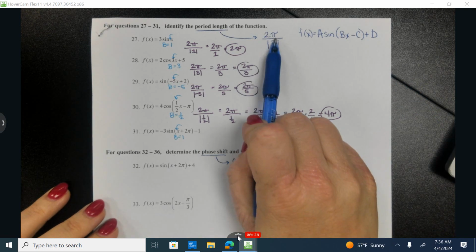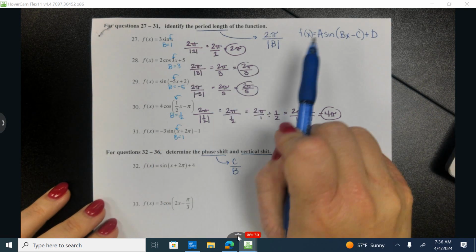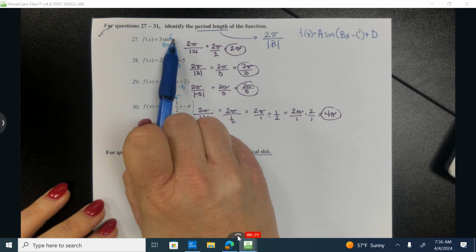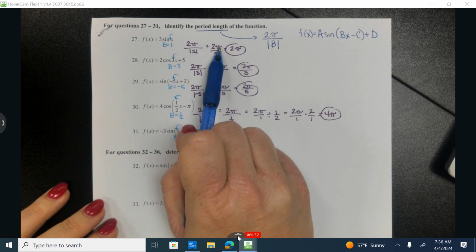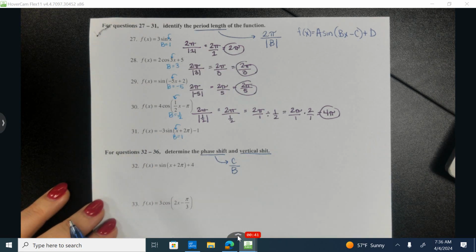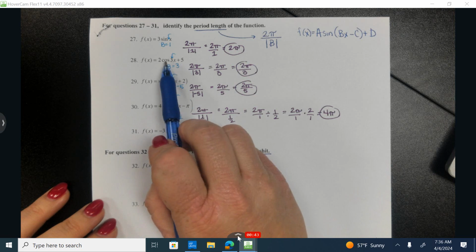I'm going to take 2 pi for sine and cosine functions and divide it by the absolute value of b. So 2 pi divided by coefficient of 1, 2 pi divided by 1 is 2 pi. That is the period length. That means the length of one cycle. Let's go on to this cosine.